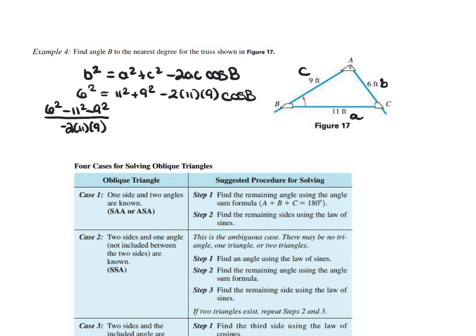If I were you typing this, I'd type the top, and then I'd type the bottom, and then I would divide the two, equals cosine of B. So you type this in your calculator, and you arc cosine it, and you should come out with B equaling, to the nearest degree, 33 degrees.